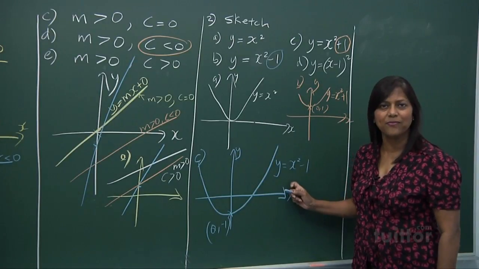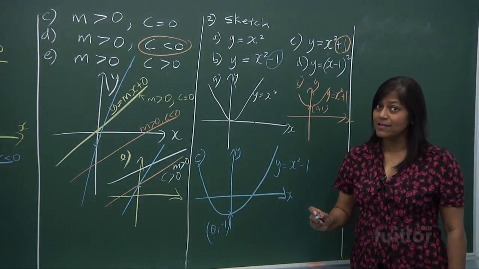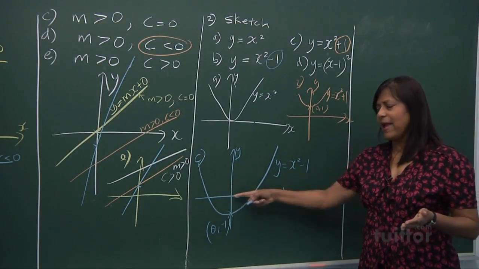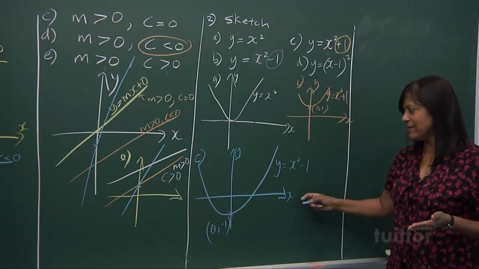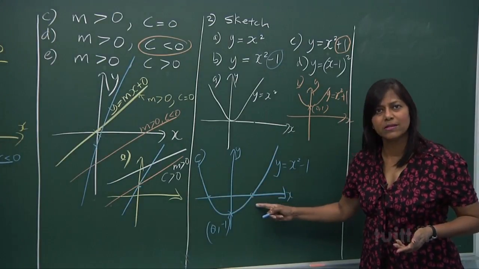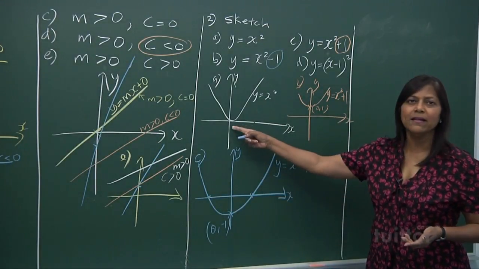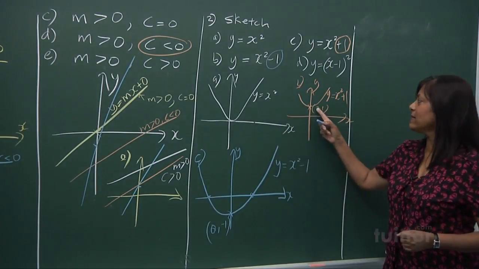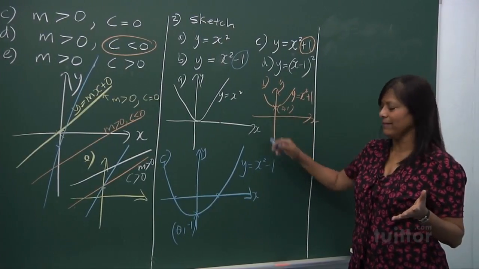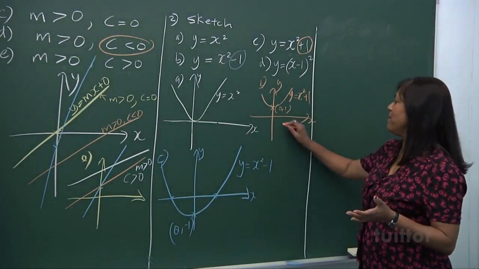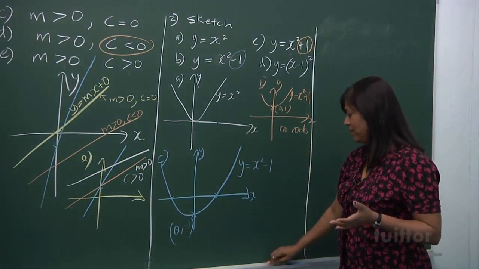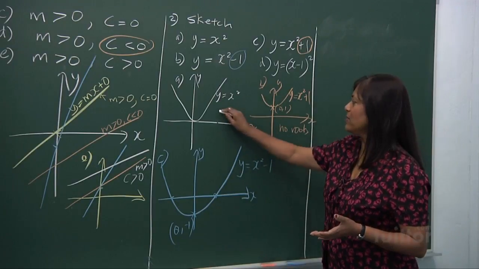Look at this graph carefully. Does it have roots? Yes. How do you know if it has roots? A graph that cuts the x-axis, the 2 points here are called roots. There are 2 roots in this graph. Unlike here, there is 1 root. In this case, there are no roots because it does not cut the axis. Please do remember, no roots. Here, one root.